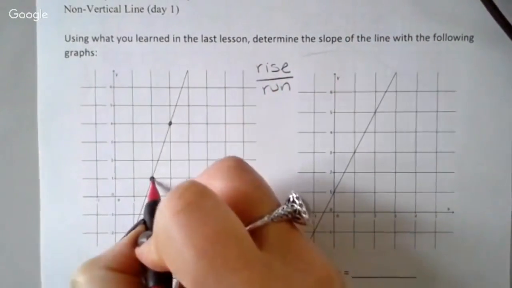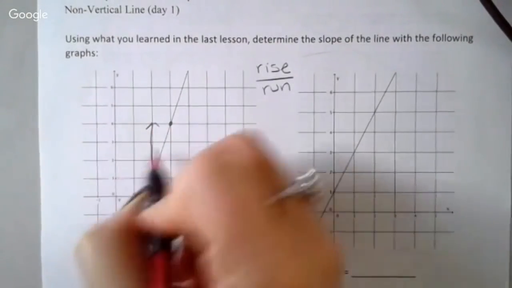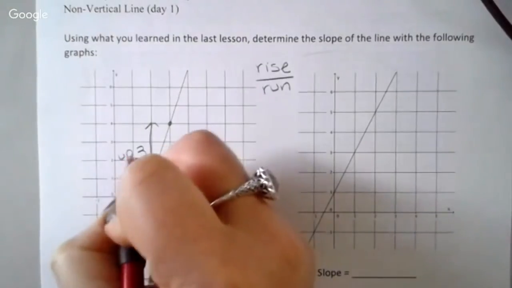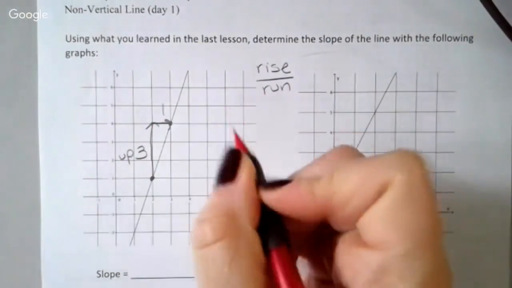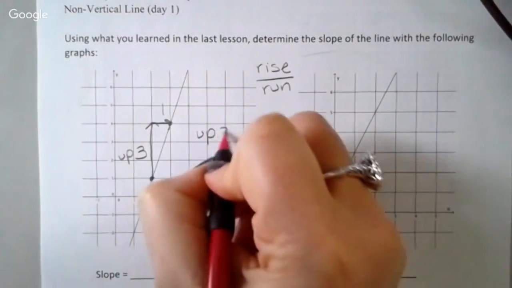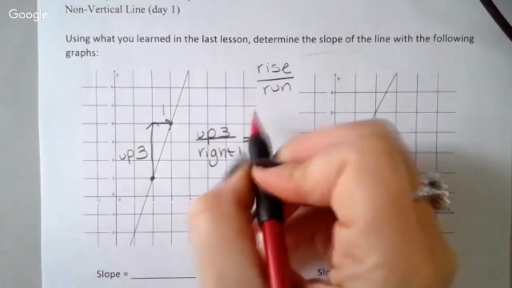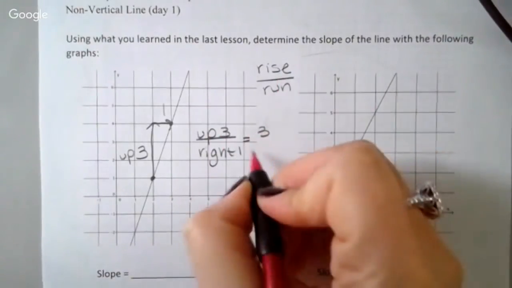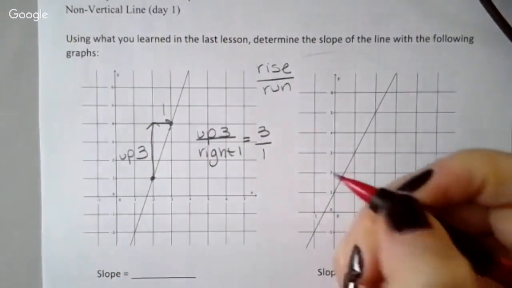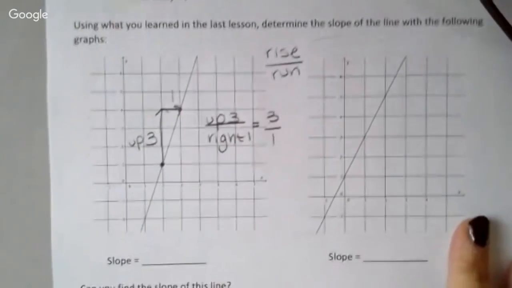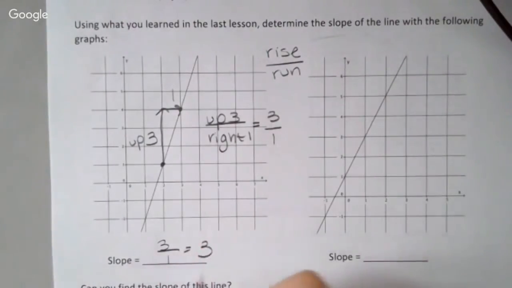So I have to go up. I'm going to watch my scale. I'm going up 3 blocks, and each block is worth 1. So this is up 3. And then I'm going to the right 1. So if I have up 3 and right 1, we know from yesterday that up 3 would be a positive 3 and right 1 would be a positive 1. So down here, we know we have 3 over 1 or 3.